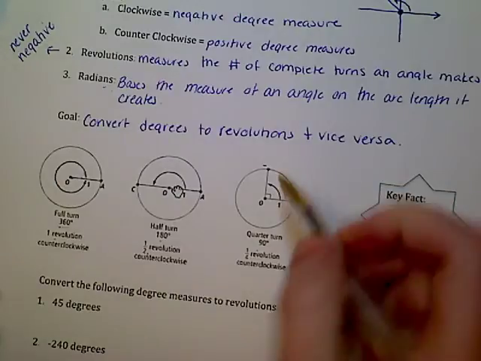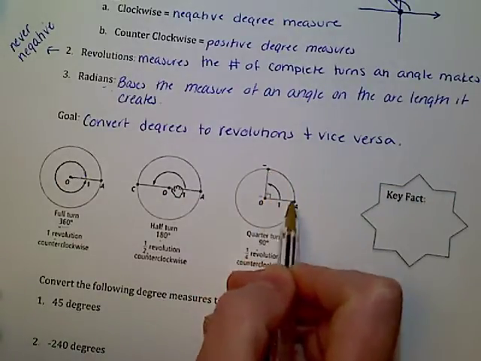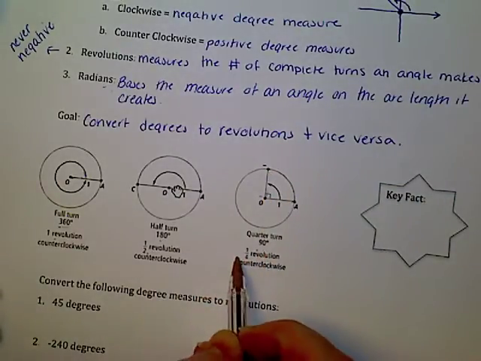All right, if we do a quarter turn right here, this is 90 degrees. That's a quarter of a revolution.